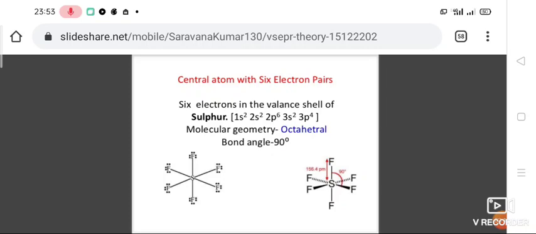So when you see sulfur hexafluoride, how many valence electrons are there? Number of electrons in the valence shell of sulfur is 6. That is 6 from sulfur and another 6 from fluorine. So it has 12 valence shell electrons. So it has 6 pairs. The 6 electron pairs will be directed towards the apices of an octahedron and the molecule will be octahedral. The bond angles are 90 degrees and 180 degrees.